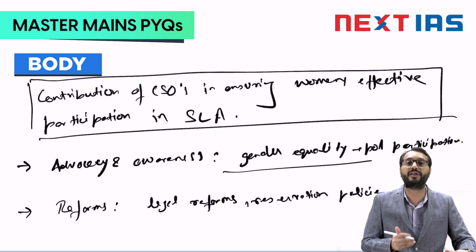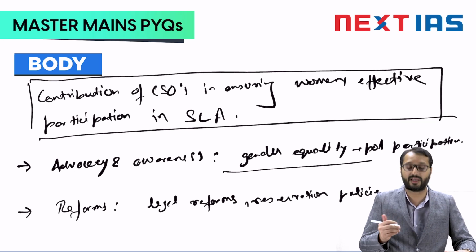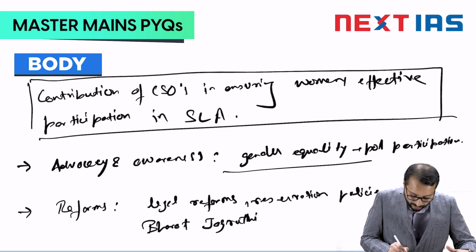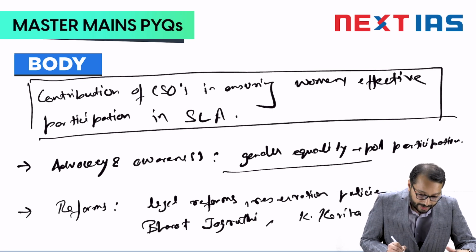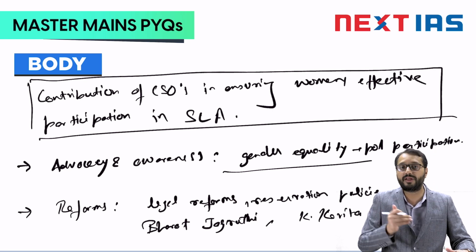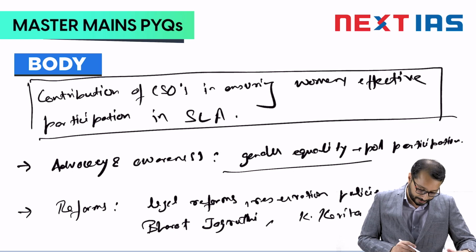And one of the prominent examples of this would be the Bharat Jagruti, founded by Miss K. Kavita, right? Which has actively promoted the passage of the Women Reservation Bill in recent times, right? Moving on to the next point.